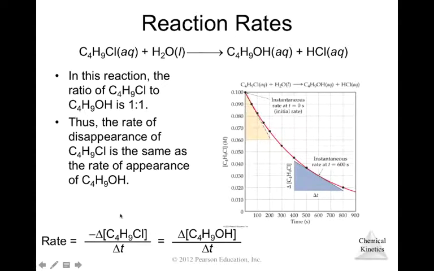So we're looking at our average rate equations here. We've got the change, the decrease, the negative delta of the reactants over time is the same as the increase, the positive delta of the concentration of products over time. By the way, something to note, when you see something in brackets like this, that signifies concentration of. So we're talking about the concentration of C4H9OH, and delta means change.